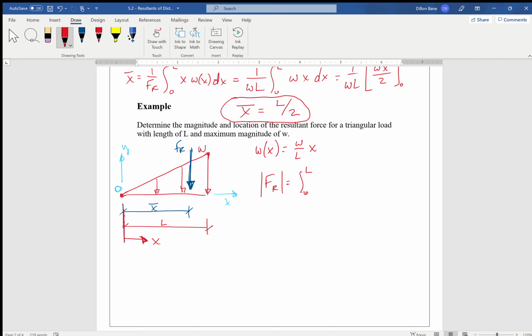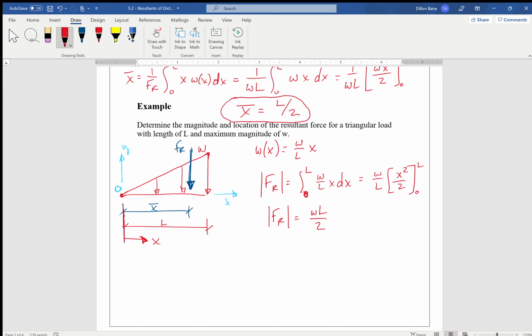Integral from 0 to L, right? We're only worried about the length of the load itself, which is L, of W over L times x dx, which comes out, you can pull out the W over L, you can integrate x, that becomes x squared over 2, and we evaluate that integral from 0 to L. And what we find then is that the magnitude of this comes out to be WL over 2.